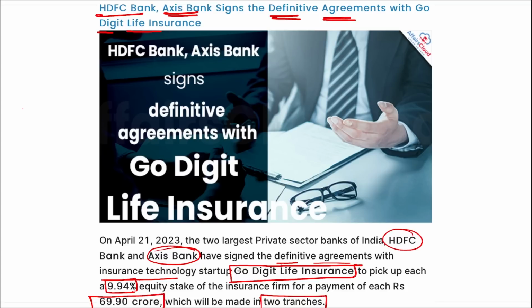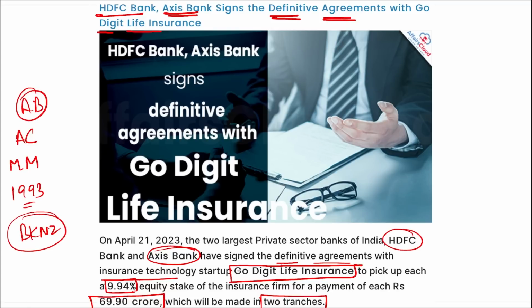Correct? If we talk about Go Digit Life Insurance, this life insurance firm was incorporated in December 2021, and it has yet to receive the certificate of registration from the IRDAI to carry out life insurance business. It currently offers products in the motor, travel, property, and health insurance segments under Go Digit General Insurance. If we talk about Axis Bank, who is the current MD and CEO? Amitabh Chaudhry. Where is the headquarters? It is in Mumbai, Maharashtra. When was it established? In 1993. And the tagline is Badhti ka naam Zindagi.